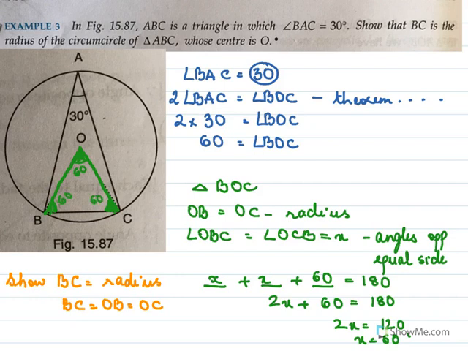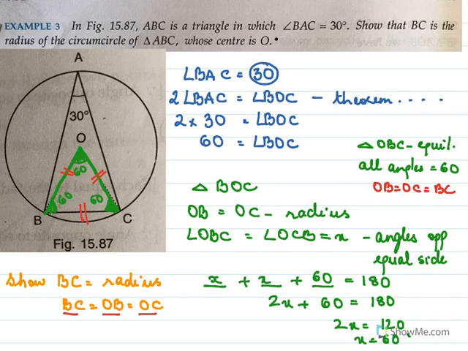I just continue here. Therefore triangle OBC is an equilateral triangle. And why equilateral? All angles are 60. In an equilateral triangle, all sides are equal, so I can say OB equal to OC equal to BC. And we have proved now that BC equal to OB equal to OC, so BC is the radius.